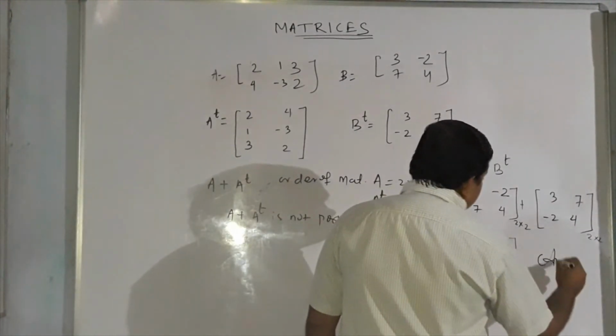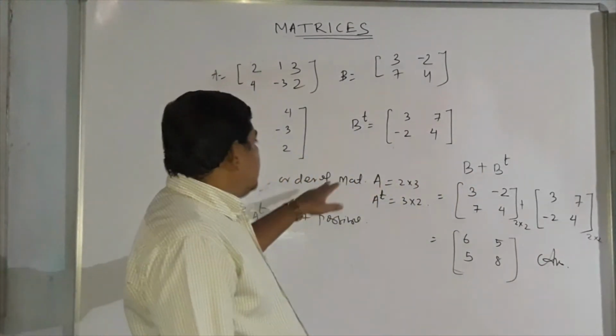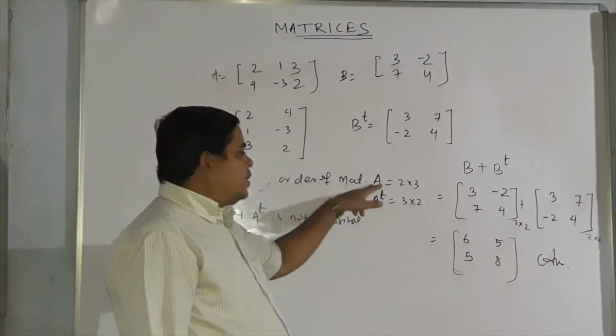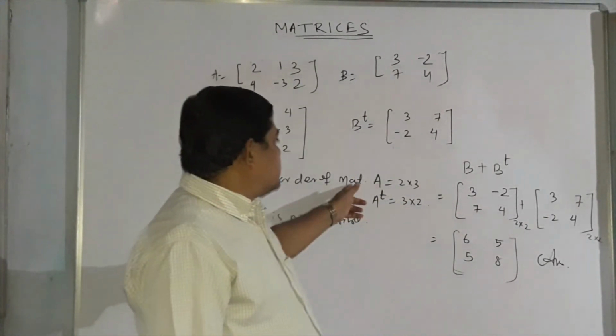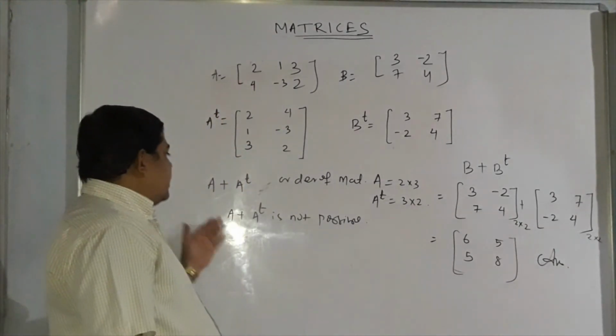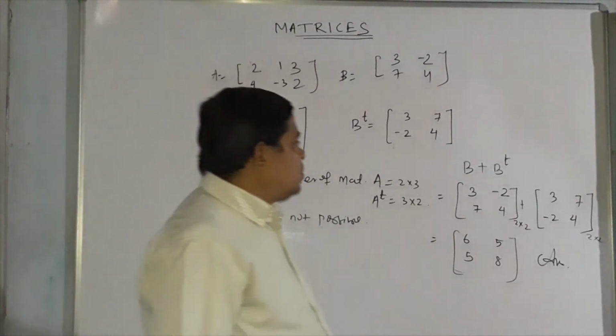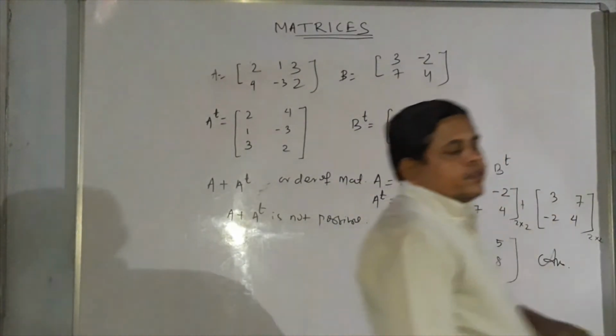I think you got it now. The first case is not possible. What reason did you write? The reason: the orders of the matrices A and AT are not the same, that is, the order of A is not equal to the order of the transpose of A. Therefore, the addition is not possible here. But in the second case, B plus BT is possible.